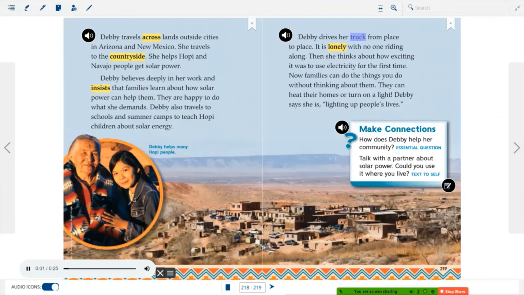Debbie drives her truck from place to place. It is lonely with no one riding along. Then she thinks about how exciting it was to use electricity for the first time. Now families can do the things you do without thinking about them. They can heat their homes or turn on a light. Debbie says she is lighting up people's lives.